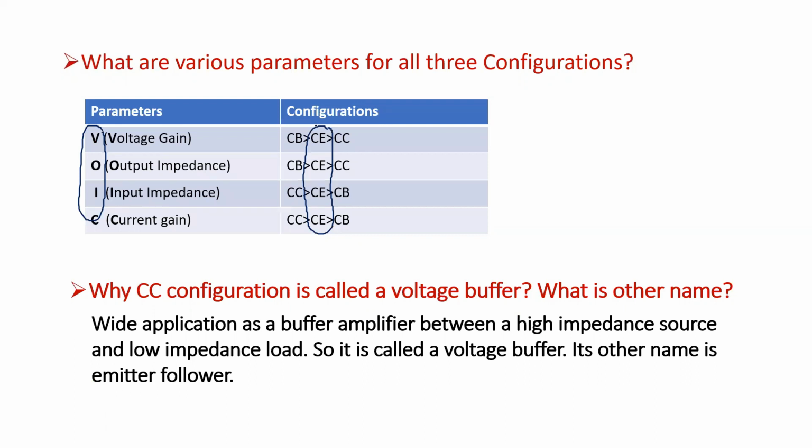And why the common collector configuration is called a voltage buffer, I have mentioned here. And what is its other name? Its other name is emitter follower. And why is it called a buffer? Because its input impedance is high. From this point, you can see its output impedance is low. So when there is a requirement of connection between some high impedance source circuit and a low impedance load circuit, in between we use a circuit that is called a voltage buffer. So common collector can work like that.